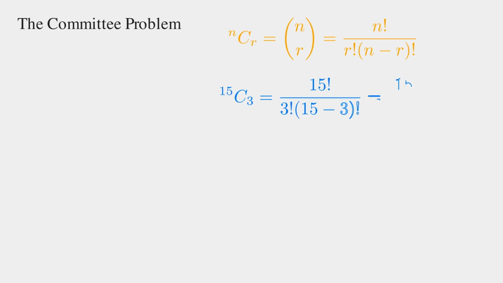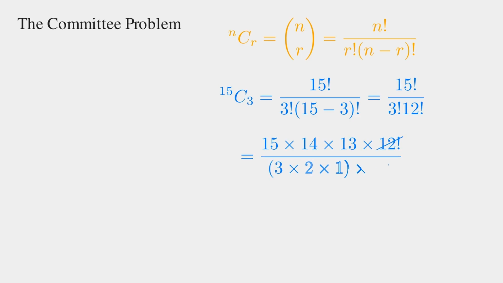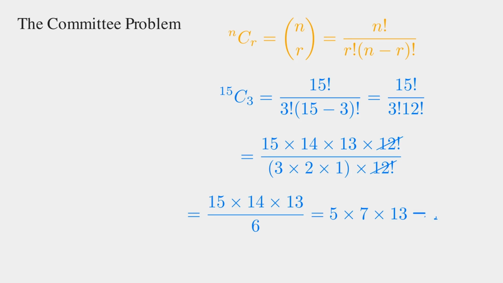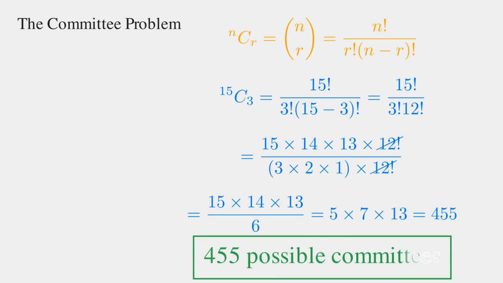The formal way to do this is with the combination formula nCr, which is n factorial over r factorial times n minus r factorial. For our problem, that's 15C3. This gives us 15 factorial over 3 factorial times 12 factorial. After cancelling out the 12 factorials, we are left with 15 times 14 times 13, all divided by 6, which is equal to 455. So there are 455 unique committees possible.